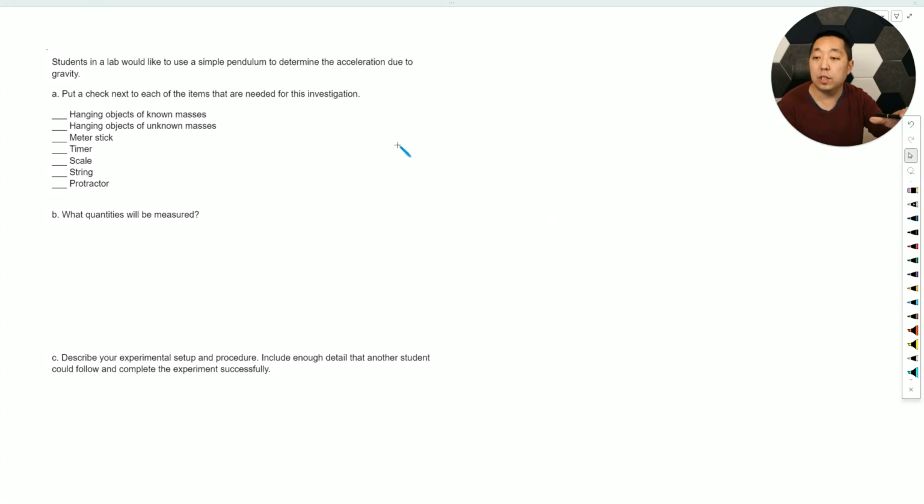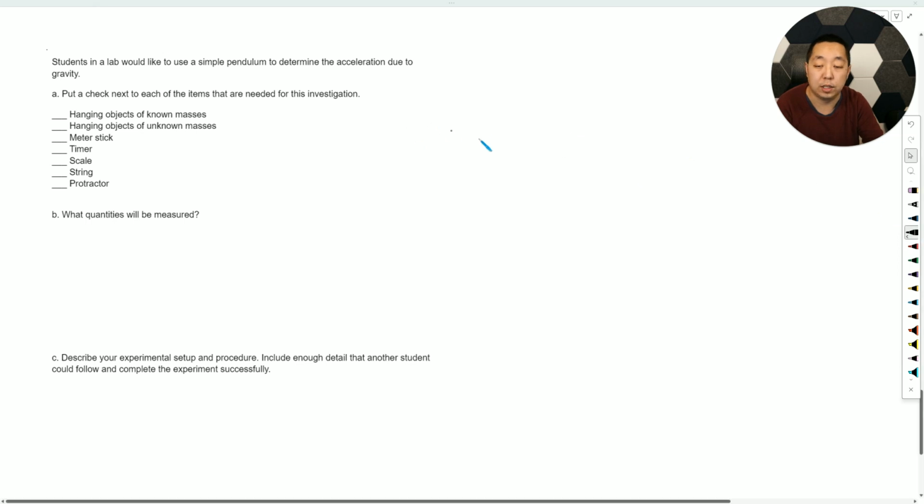So we want to use the simple pendulum to determine acceleration due to gravity, right? So that means the g part. We're going to use T = 2π√(L/g), and this is the relationship. I want to figure out g.